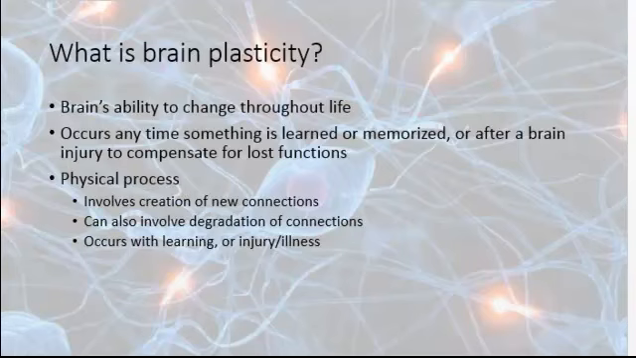When we talk about brain plasticity, we can be considering cellular changes, such as from learning, to larger, more complete changes in brain mapping, which occur during injury. Brain plasticity occurs at the beginning of life, after brain injury to compensate for lost functions, and whenever anything new is learned or memorized.